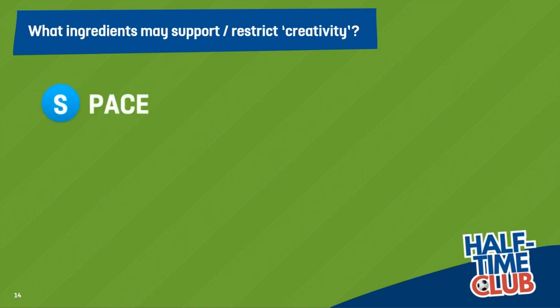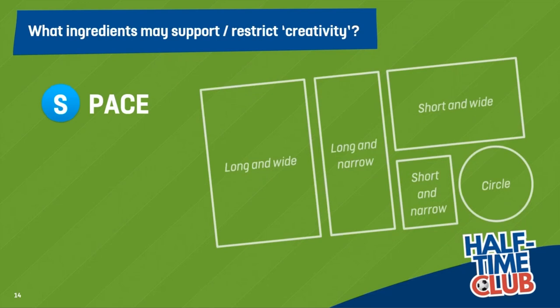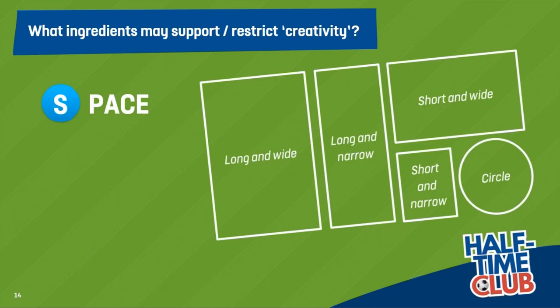So the first thing, and this is hopefully very familiar to a lot of you, is the STEP model, so that's space, task, equipment and people. If I want to increase creativity by manipulating space, I may consider using different size areas. So I may have a long and wide area, a long and narrow, short and wide, short and narrow, and a circular space. Again, this list is not exhaustive.